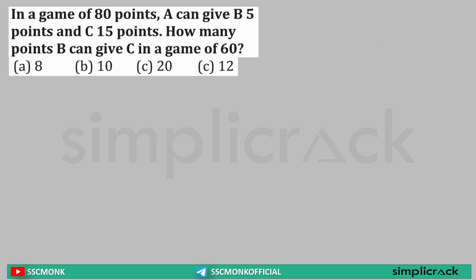Next. In a game of 80 points as the total, A can give B 5 points. That means A is getting 80 points, B is getting 80 minus 5, that is 75, and C is getting 15 points less, that means 80 minus 15 is equal to 65 points. How many points can B give C in a game of 75? Now understand, when the game was of 80, B was getting 75 and C was getting 65. What is the ratio? 15 fives are 75, 13 fives are 65. So when B was 15, C is 13.